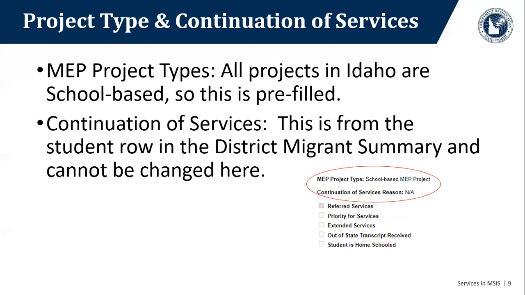Continuation of services doesn't actually get entered here. It shows you what their status is, but it doesn't get entered here. It gets entered on the district migrant summary on the row for that student's name, and it cannot be changed here. So this is just a reference for you as you're entering services to be able to see if this student currently has continuation status.